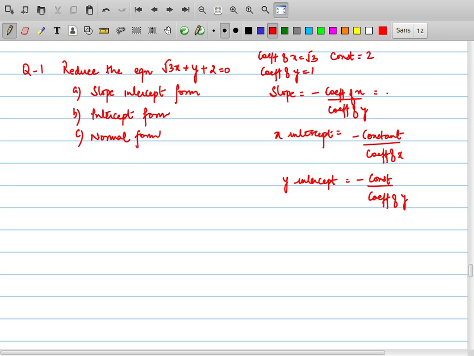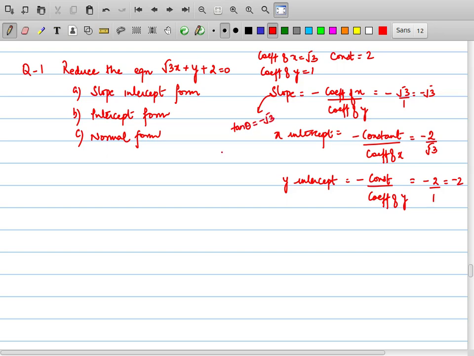The slope can be written as minus root 3 upon 1, which is minus root 3. X-intercept is minus of 2 upon coefficient of x, which is root 3. And what is y-intercept? Minus 2 upon coefficient of y, which is 1. Therefore, minus 2. Straight away we can find out this. Once you know the slope, we can find the theta as well. Tan theta is minus root 3.